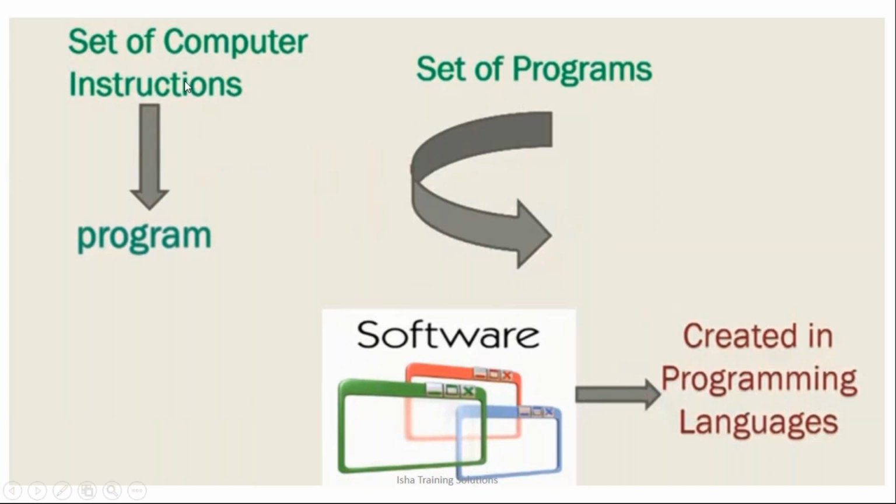We are simply giving some instructions, and those instructions are simply programs. A combination of programs, or set of programs, is called a software here, and these softwares are created by using different programming languages. A software could be a combination of multiple programming languages actually. There is no necessity that a software should use a single programming language.